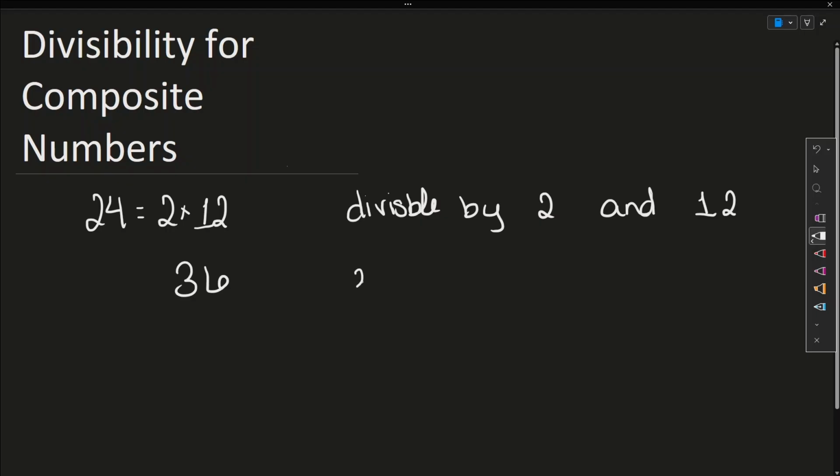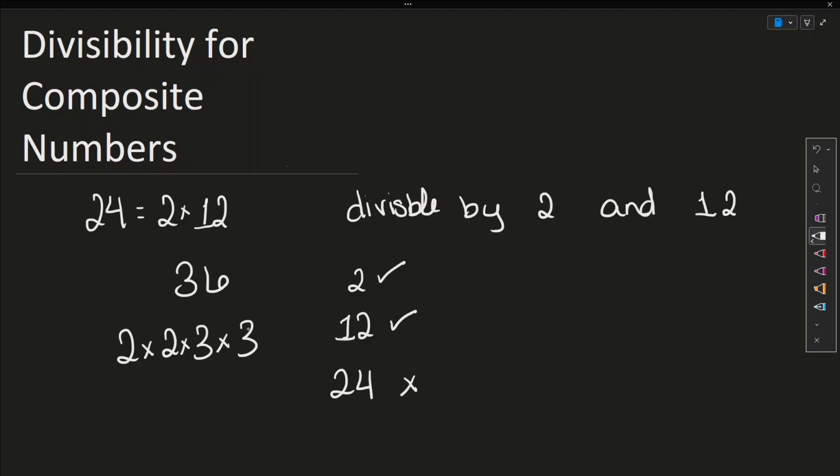36 is divisible by 2, and it's also divisible by 12, but it is not divisible by 24. Why? Because 24 needs 3 2's and 1 3, but 36 is actually 2 times 2 times 3 times 3, which only has 2 2's.